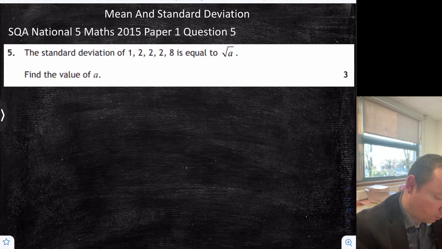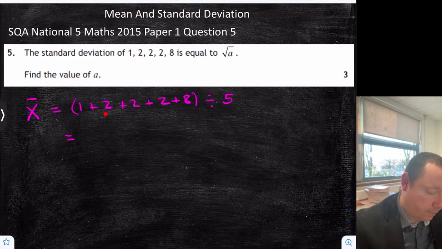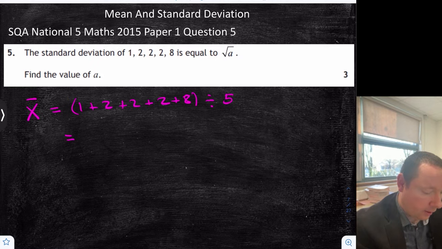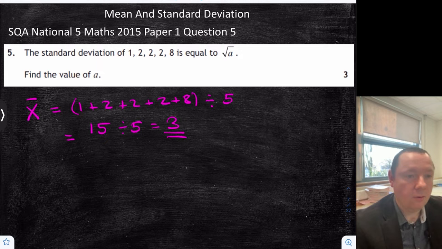I'll use this symbol for the mean. That's 1 plus 2 plus 2 plus 2 plus 8, and that all gets divided by 5 because there's 5 numbers. So being very careful, I've got 1 plus 2 is 3, plus 2 is 5, plus 2 is 7, plus 8 is 15. So I need to do 15 divided by 5, which is 3. And we've calculated the mean. That gets you a mark.